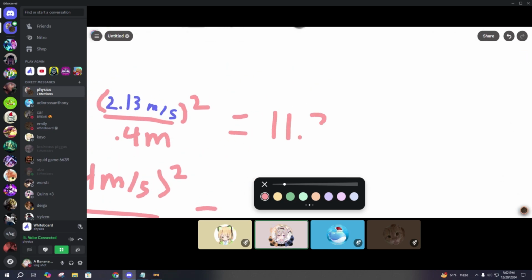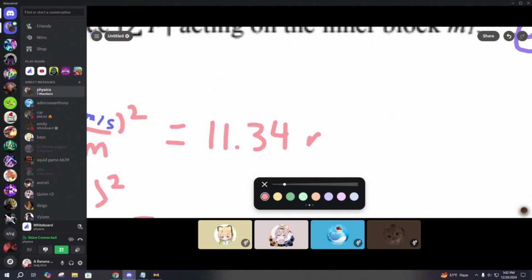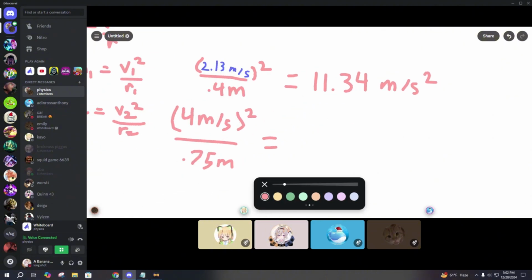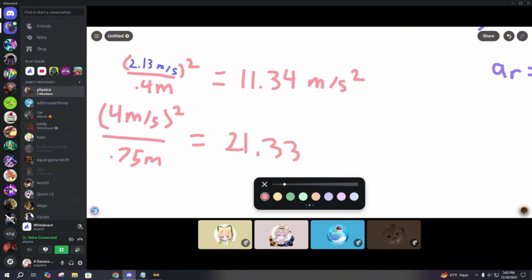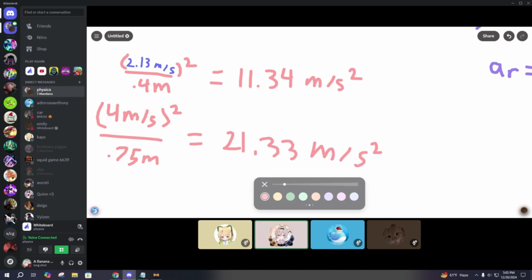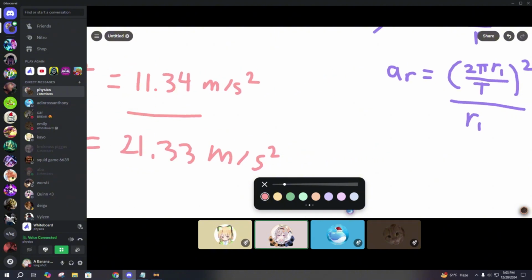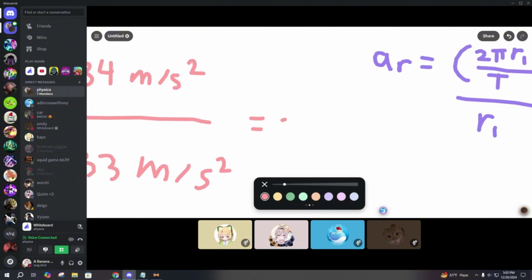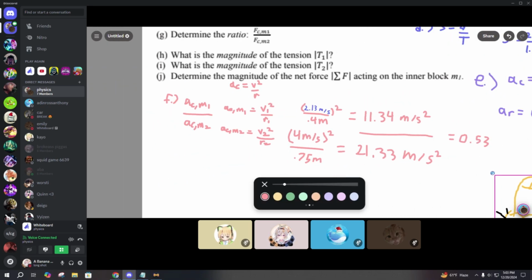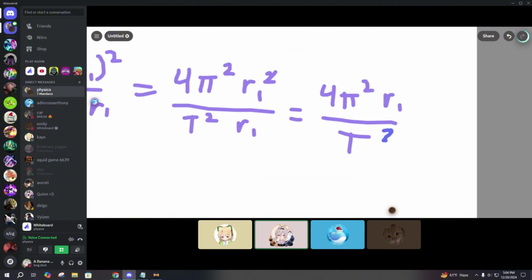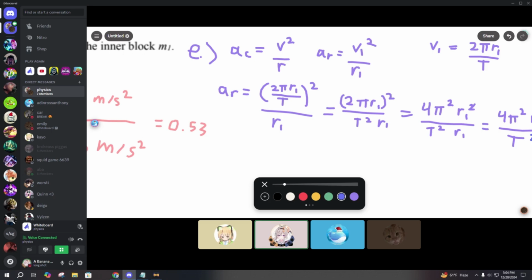This one's 11.34 meters per second squared. This one is 21.33 meters per second squared. And dividing that, it gets me the ratio, which is 0.53. So that's F. And just to clarify, there's a squared here. I forgot that.